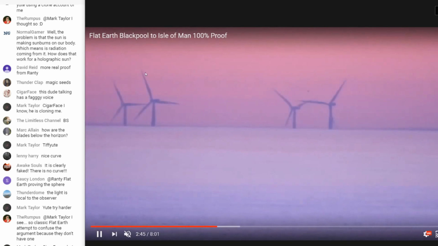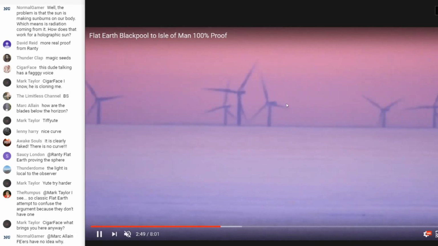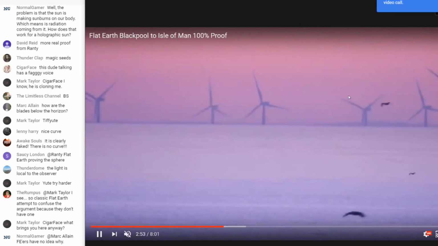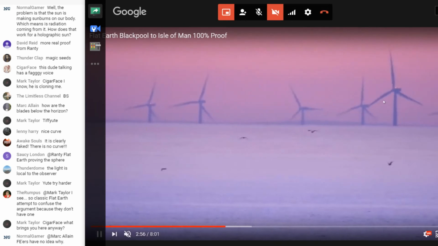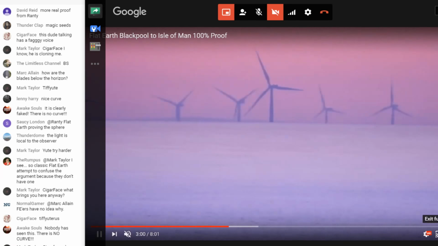But look at this. This is from a different flat earther showing the realities of perspective on a flat plane. And this is what happens. He seems to think this isn't real. So if that's the case, then she's faking it too, and it must be as well.